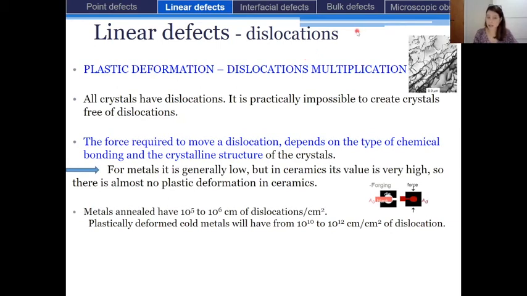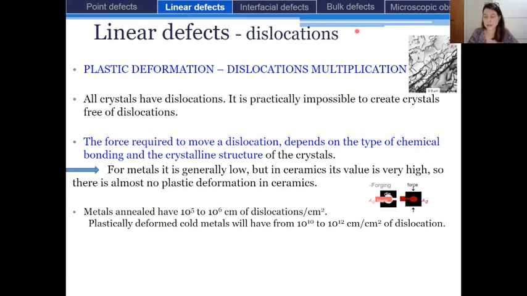Regarding dislocation, all crystals have dislocations. It is practically impossible to create crystals free of dislocations. The force that is required to move a dislocation depends on the type of chemical bonding, and also on the crystalline structure of the crystals. It depends on the chemical bonding because we need to break a chemical bond.